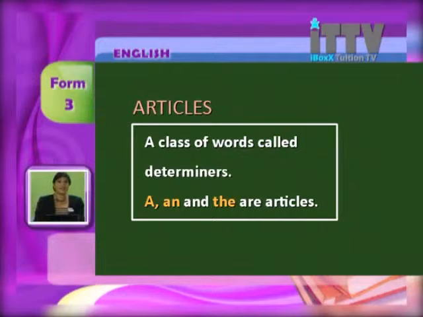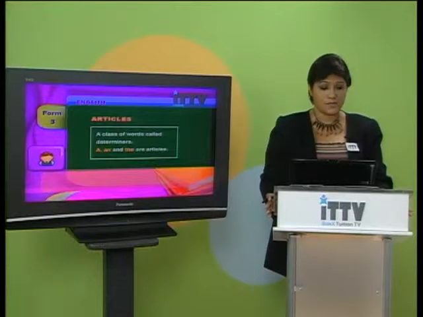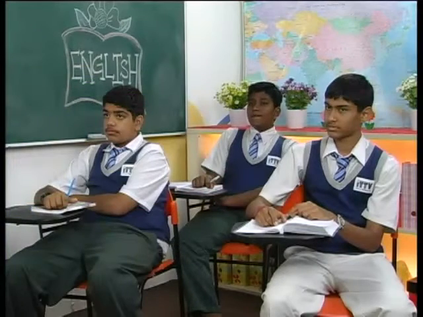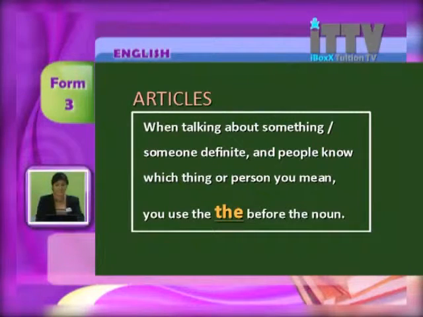It's just that now we've got to reinforce and explain to you again the differences. As I said, English, sometimes you do not use the same rule all the way through. There are differences. So let's look at them again. When talking about something, someone definite, and people know which thing or person you mean, you use the before the noun, right? Again, just to recap, a noun is a class of words for places, people and things. So you use the word the to show something in particular.